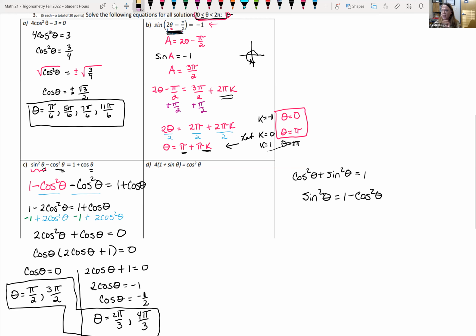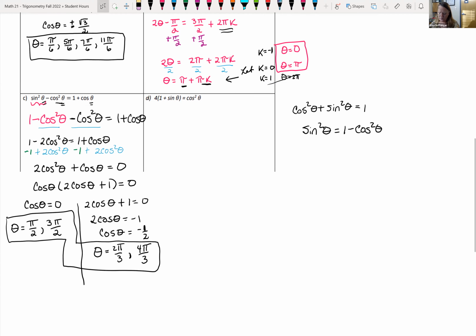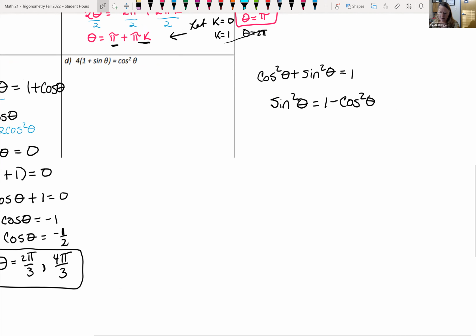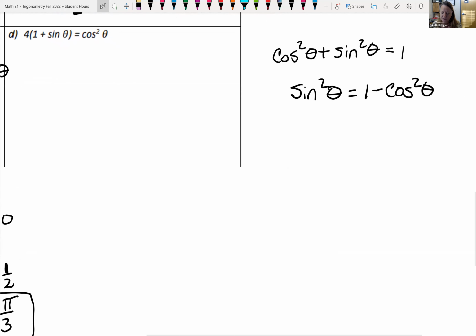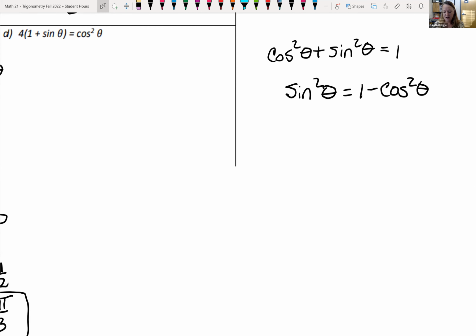Okay, so looking at that last problem, we have 4 times the quantity, plus sine theta, is equal to cosine squared theta. Again, I see that we have both sine and cosine in here. Because my identity has cosine squared and sine squared, let's, in this case, rewrite cosine squared in terms of sine squared. Using this Pythagorean identity, getting cosine squared by itself, we see that cosine squared theta is equal to 1 minus sine squared theta.